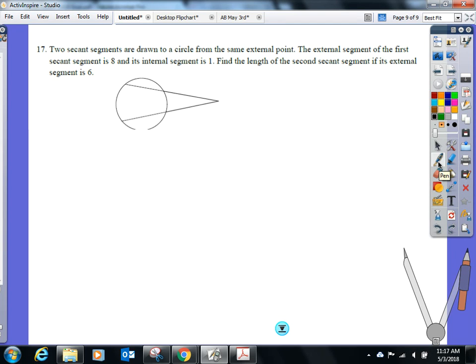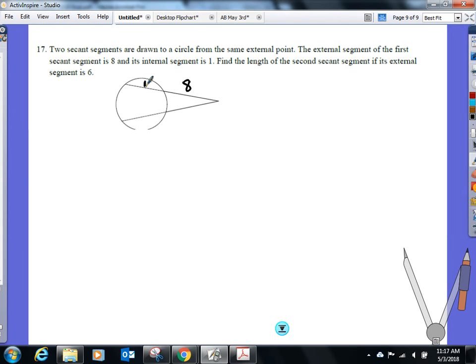You got two secants. The external segment of the first secant segment is 8, and its internal segment is 1. So 1, find the length of the second secant segment if its external segment is 6. So it's asking me what is the length of the whole second secant there. And just let me solve this one, Mike, and then I'll answer your question at the end here, because it's not going to apply here.